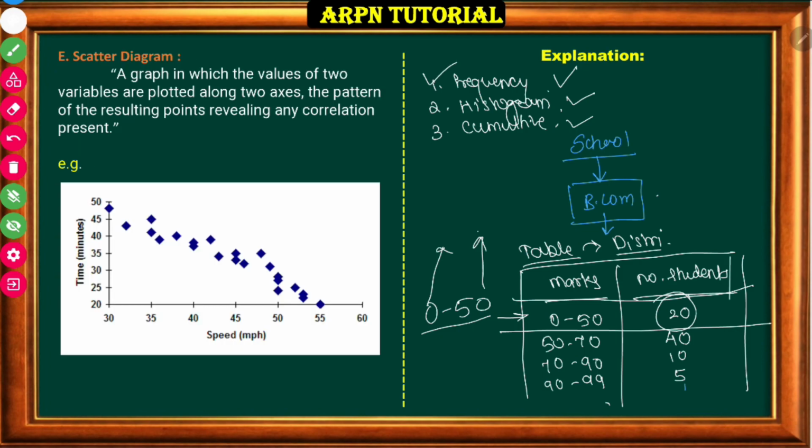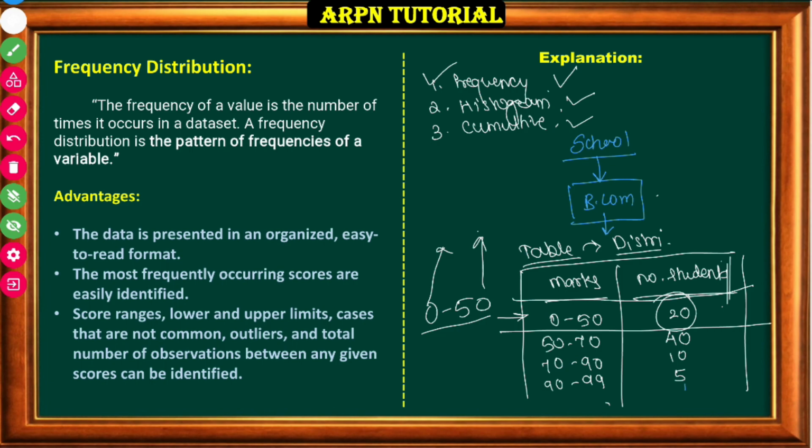Let's see what the frequency distribution is. The frequency of a value is the number of times it occurs in the data set. Whatever I have told you about this set is nothing but a data set. A data set has a range in between, with a minimum and maximum value. In this scenario, for the first one, we have a data set from 0 to 50, and how many students repetitively fall in this range is nothing but frequency distribution.